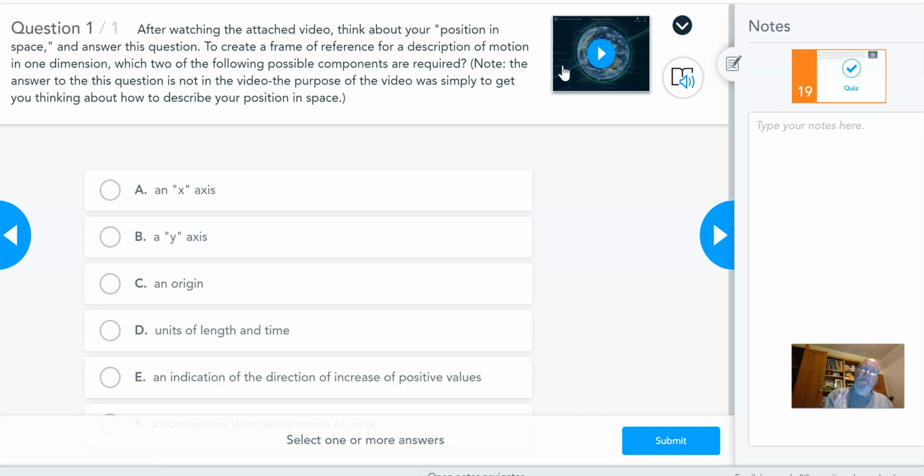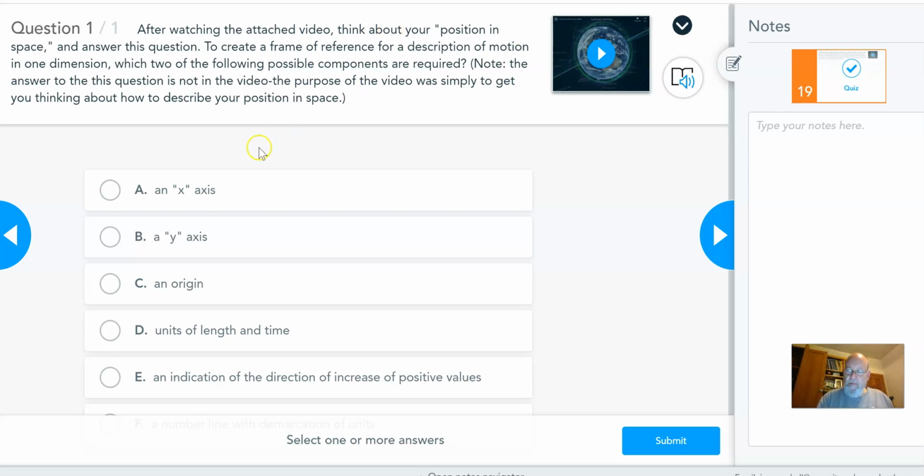So in order for me to define my position in space, where I am at in space, I need a frame of reference, and that frame of reference requires at a bare minimum two things. And I want you to see if you know at this point, before we talk about it, what those two things actually are. What are the two things that my frame of reference requires?